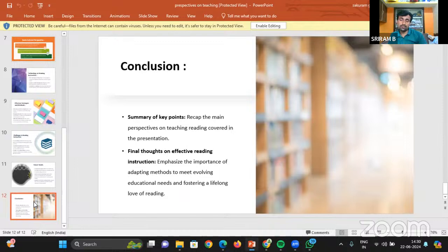Summary of key points. Recap the main perspectives on teaching reading covered in the presentation. Final thoughts on effective reading instruction: emphasize the importance of adapting methods to meet evolving educational needs and fostering a lifelong love of reading. Okay. So this is all about the PPTs.